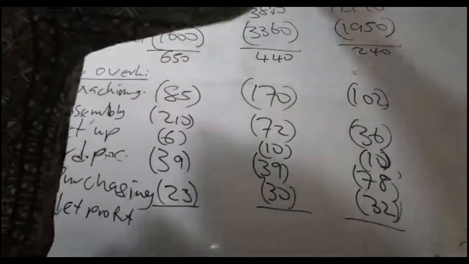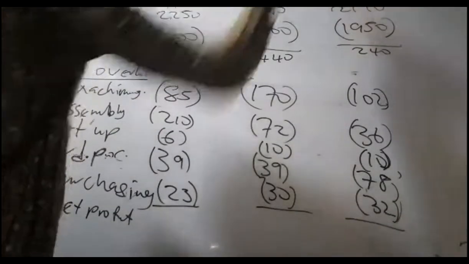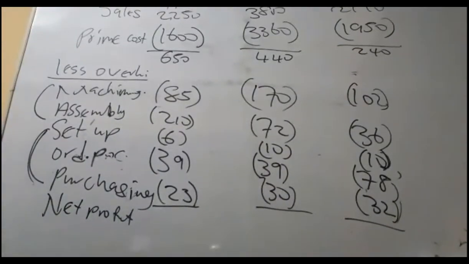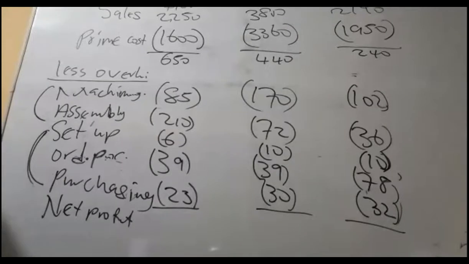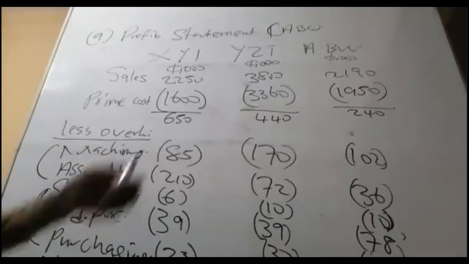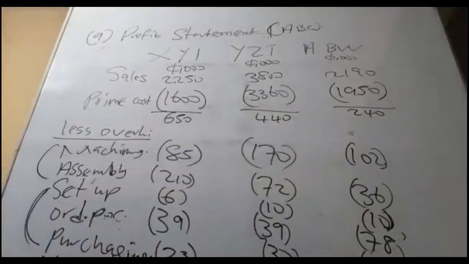In fact, this is the ABC. We did the ABC first, not the traditional one. So we've done the ABC first instead of the traditional absorption cost system. So this is the ABC, not the traditional. So into bracket ABC, profit statement bracket ABC. Okay, so take note that this is the ABC.